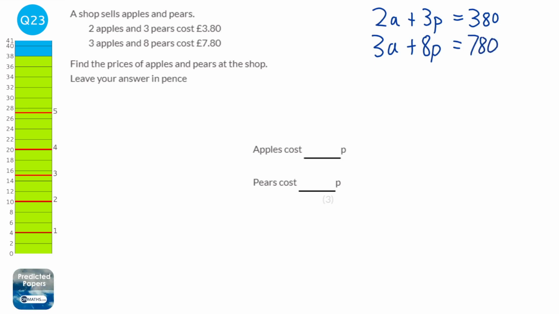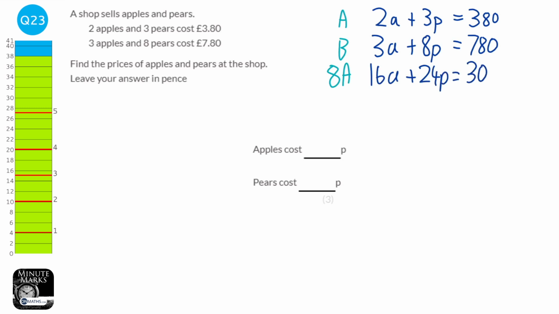or 780 pence. Okay, so the first thing I do is try and get these numbers the same. So 3 and 8, they both go into 24, so I need to make them both 24. And what some people do is they just label this A and this B. And so what we're going to do here is we're going to multiply everything in equation A by 8, so that this becomes 24. So it's going to become 8A. And so we're going to times the 2A by 8, which will be 16a plus 24p, and 380 times 8 is 3040.